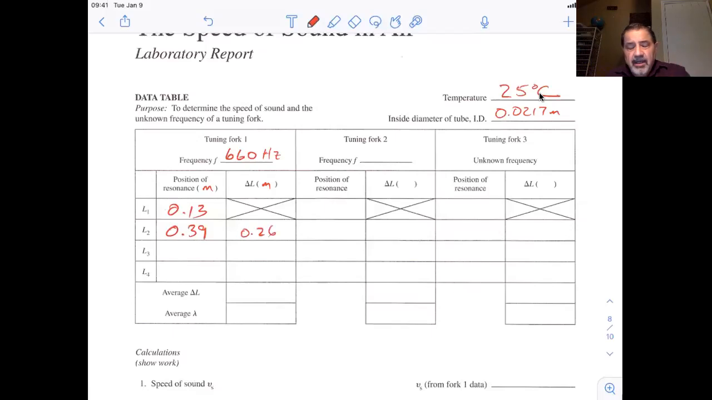That is a half lambda. This first one here, that's a quarter lambda. Between here and here, that's an increase of half a lambda. So that's the difference there. Okay, let's go back and let's find the next resonance.